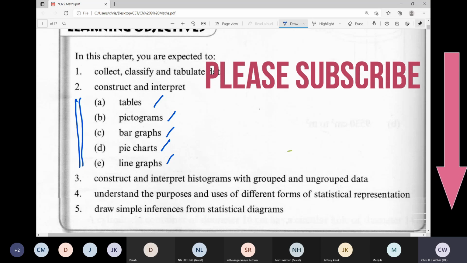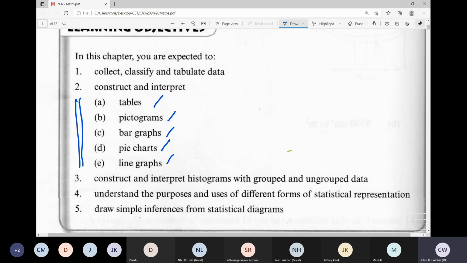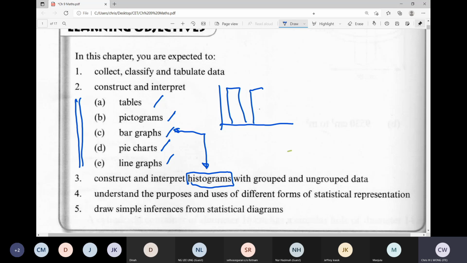Do some construction, interpret histogram. What is a histogram? A histogram is actually like a bar chart. They are very similar. Later on, they will tell you what the difference is. It's just like this, you know. These are bar chart or histogram. Bar chart or histogram depends on what they represent.